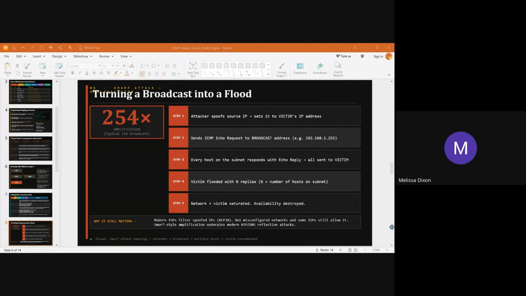So in other words, an attacker sends a packet, and the spoofed source is the victim's IP, to the broadcast address, which in this case is 192.168.1.255, and every host on the /24 receives it and sends a reply to the victim.